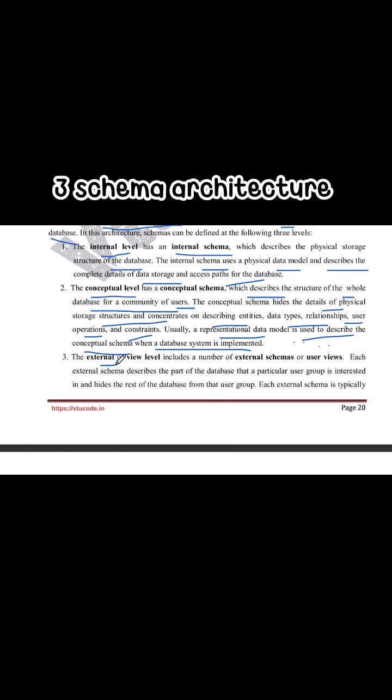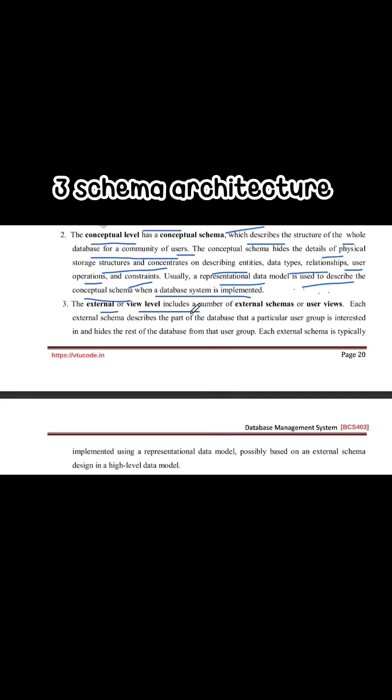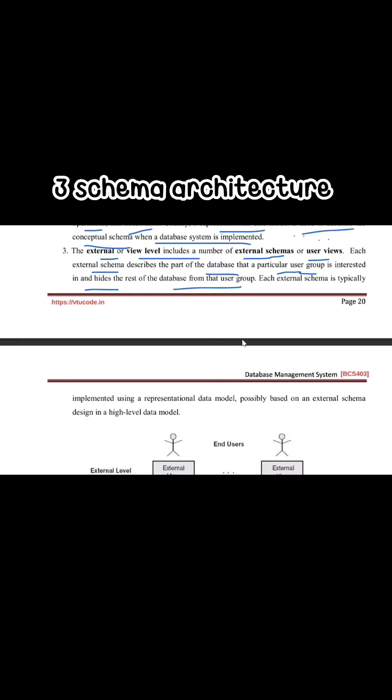The third level is the external or view level. This level includes a number of external schemas or user views. Each external schema describes the part of the database that a particular user group is interested in and hides the rest of the database from that user group. That is, this external level defines custom views of the database for different users. Each user sees only what they need.